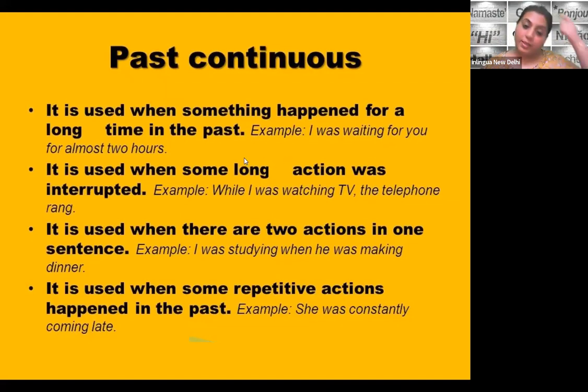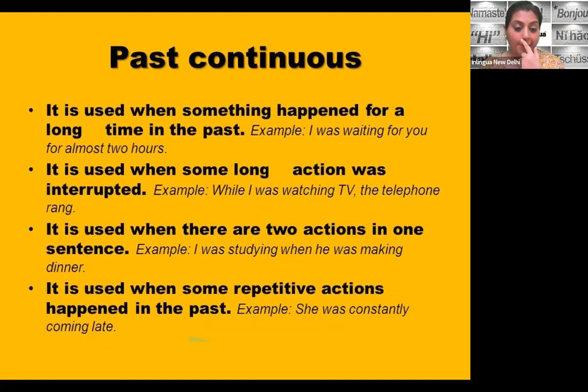The second usage, we use this when some long action was stopped or interrupted by another action. For example, while I was watching TV, the telephone rang. While I was watching TV is a long action. The telephone rang. There was a sound on the telephone. That is a short action. So this I was watching TV was interrupted or stopped by another short action. This is also a case where we use past continuous.